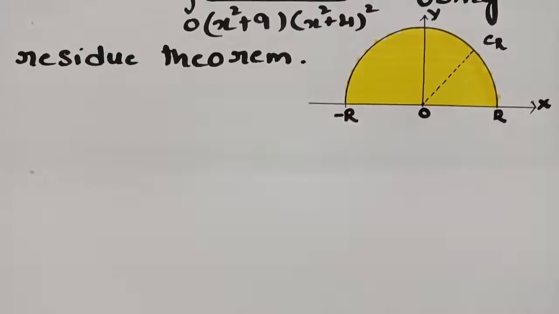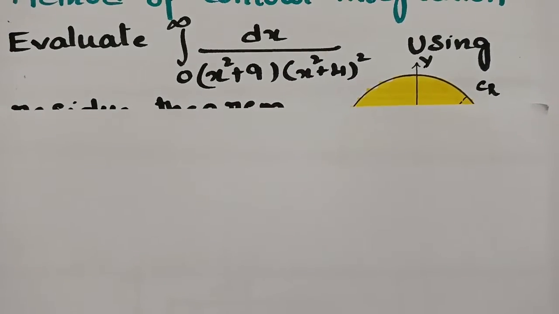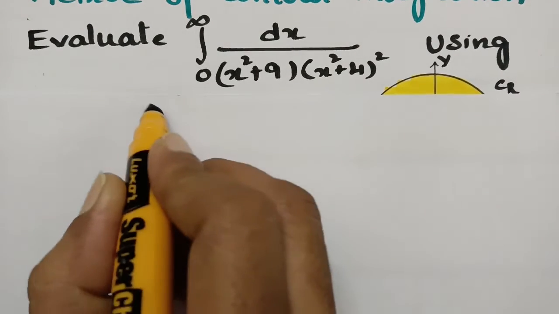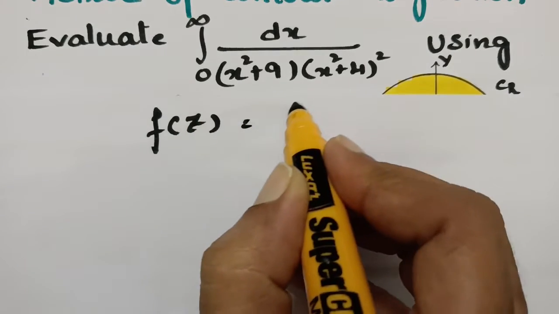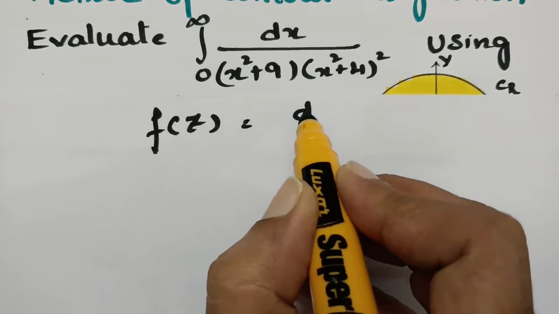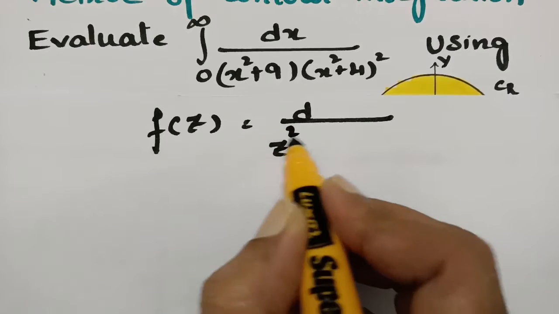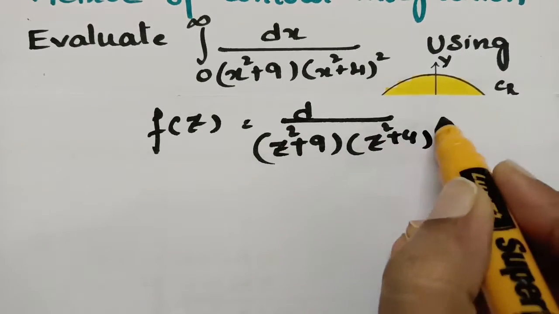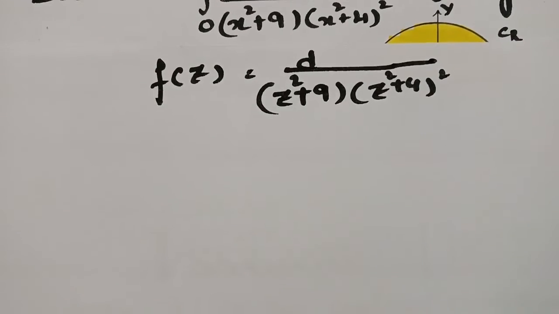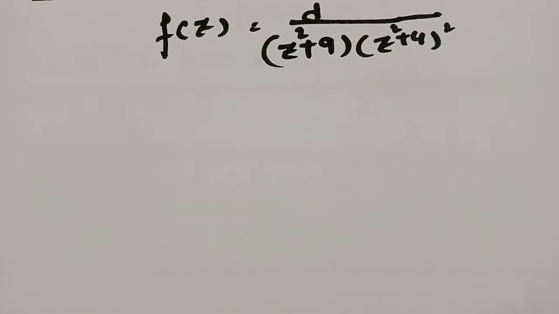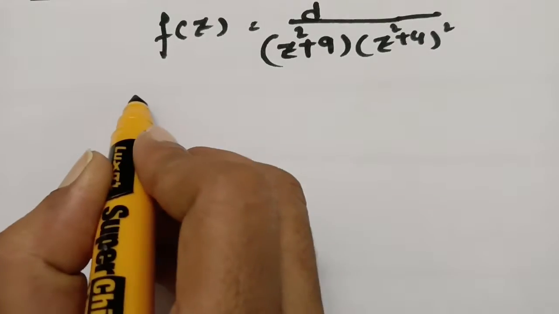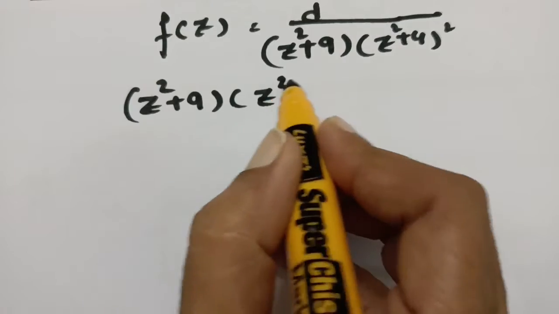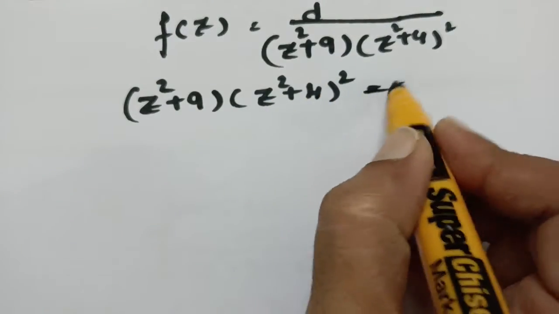Now I am going to use the residue theorem. Before using the residue theorem, we have to find the poles. So our f of z is 1 by (z squared plus 9) into (z squared plus 4) whole square. In order to find the poles, we have to equate the denominator to 0. That is, (z squared plus 9) into (z squared plus 4) whole square is equal to 0.